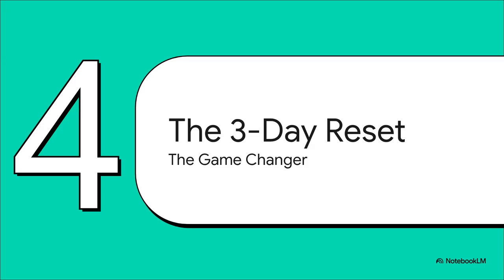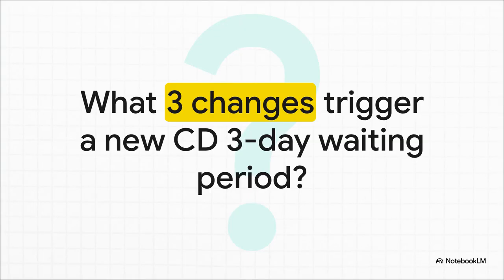All right, now we're getting to the main event, the absolute heart of the matter. This is the rule that causes the most headaches, the most confusion, and yeah, it's what actually delays closings in the real world. We're talking about the 3-day reset for the CD. So let's circle back to that question I asked you at the very beginning. The borrower has their CD, that 3-day waiting period is ticking away. What could happen that would just blow the whole thing up and force that clock to start all over again, delaying the closing? The magic number here is 3.